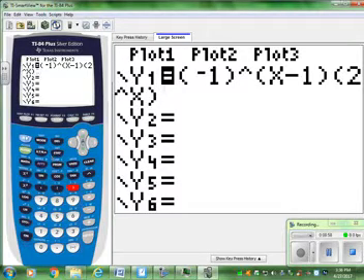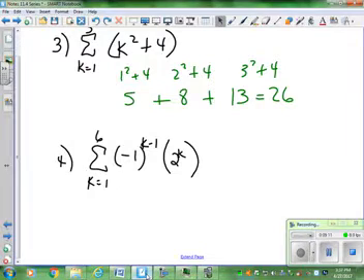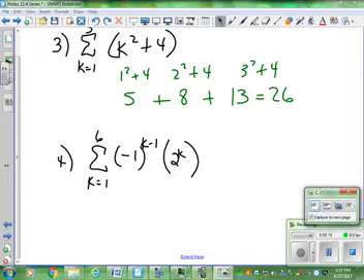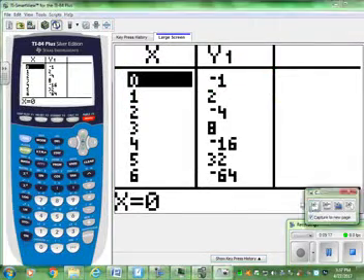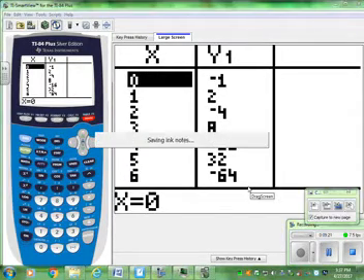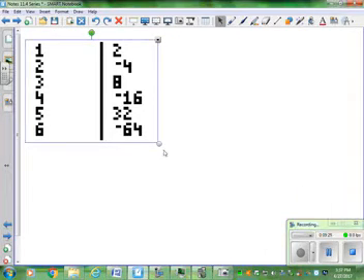Once we get our formula typed in, we go to second table and we copy down the answers for how many they ask us to do, which in this case was they asked us to add the numbers from 1 to 6, I believe. Yes, 1 to 6. So I'm going to go over and camera shot that so we can bring these numbers back over. So now I have what I need.